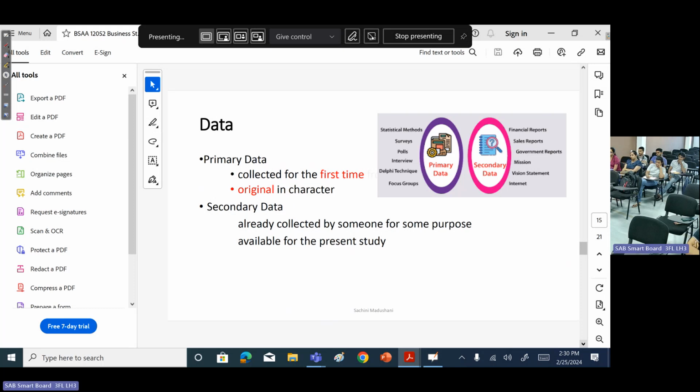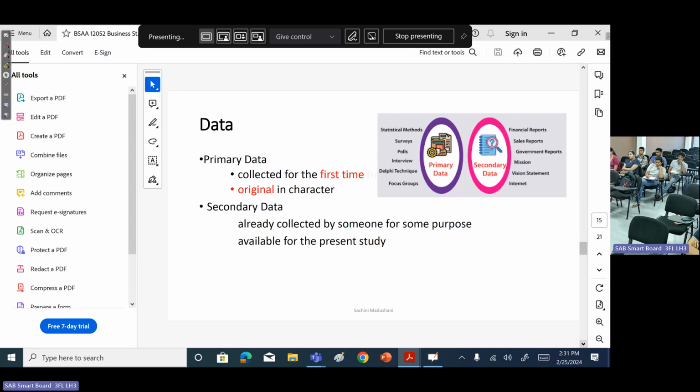Okay, take the previous example. I want to do a study on the students in the campus. Then I will prepare the questionnaire, distribute it to the students and collect the information. That kind of data we call primary data. All those data are collected for the first time. Okay, understood? Then it is original in character. It is original because I collect it for the first time.